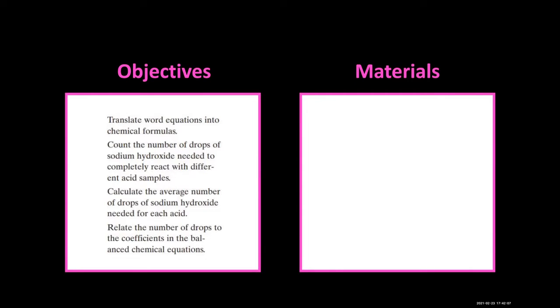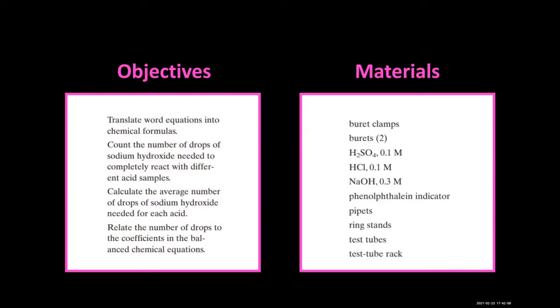Materials. For this lab, you will need burette clamps, 2 burettes, sulfuric acid 0.1 molar, hydrochloric acid 0.1 molar, and sodium hydroxide 0.3 molar, phenolphthalein indicator, pipettes, ring stands, test tubes, and test tube rack.